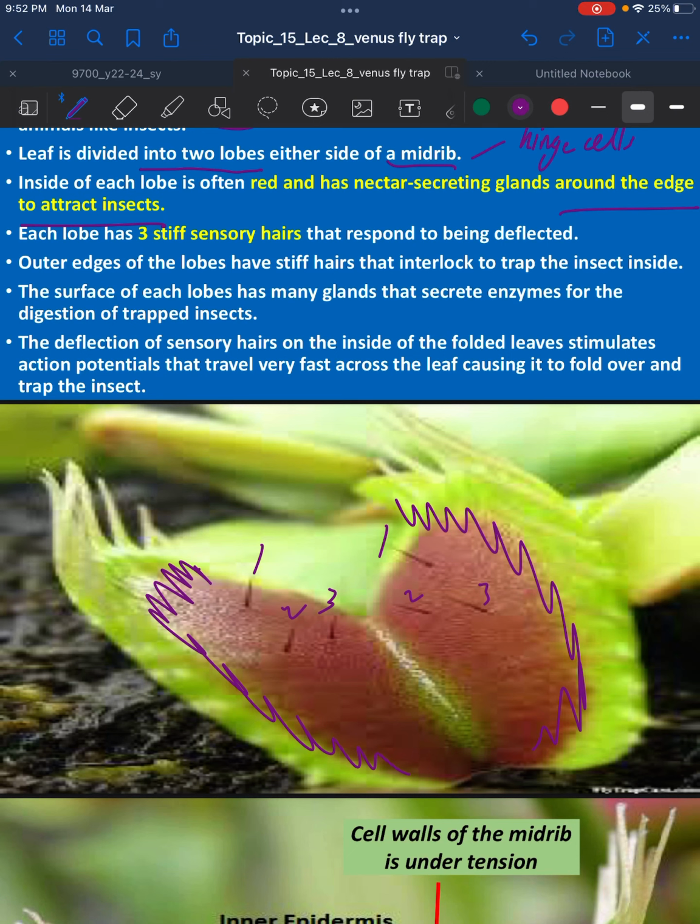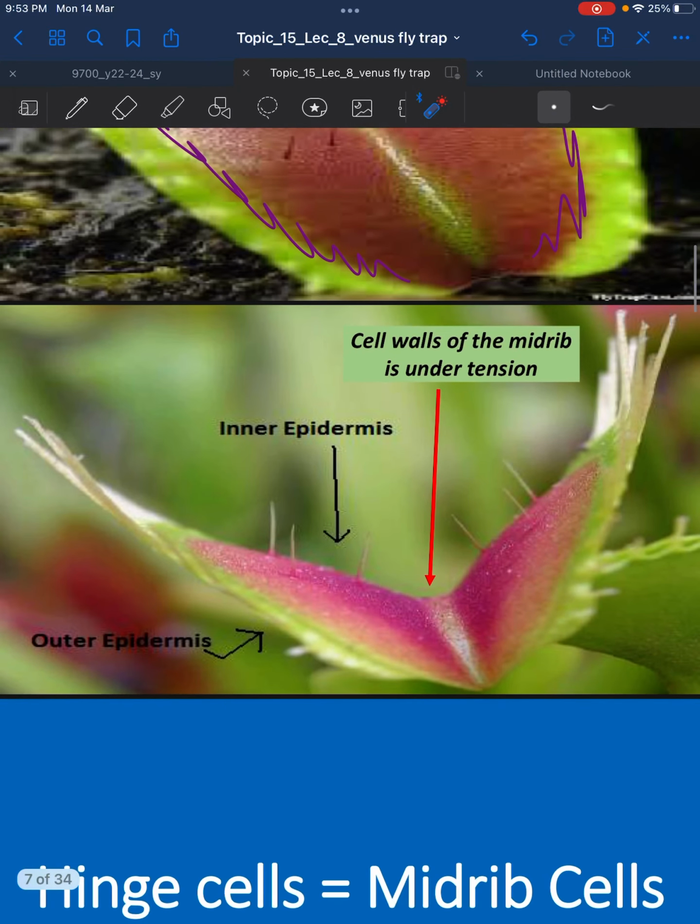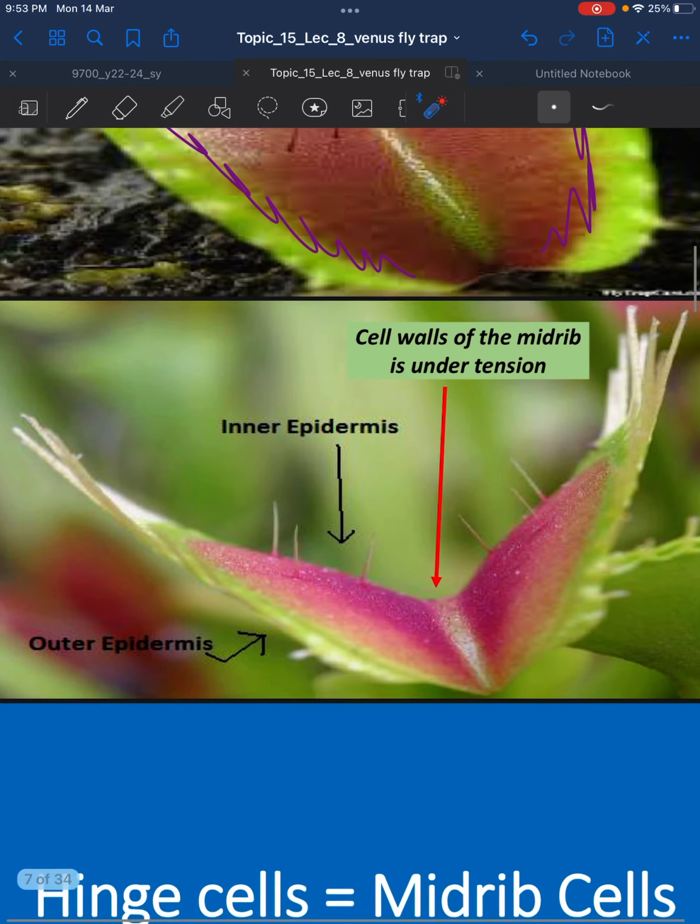The outer edges of the lobe have stiff hairs that interlock to trap insects. This is called cilia, but it's a strong one. The deflection of sensory hairs on the inside of the folded leaves stimulates action potential that travels very fast across the leaf, causing it to fold over and trap the insect. So those are some features of the leaf.